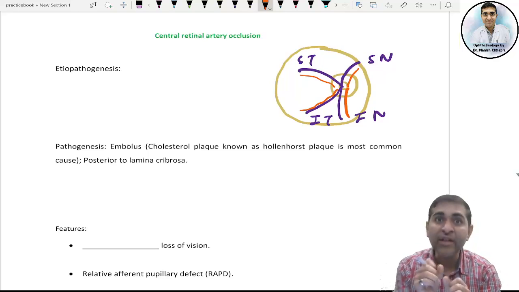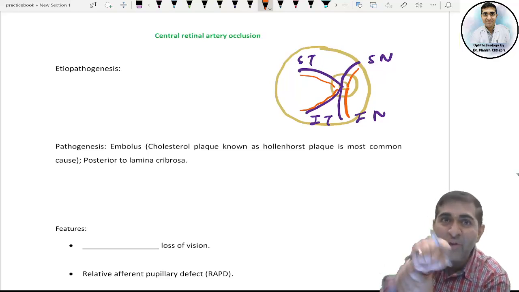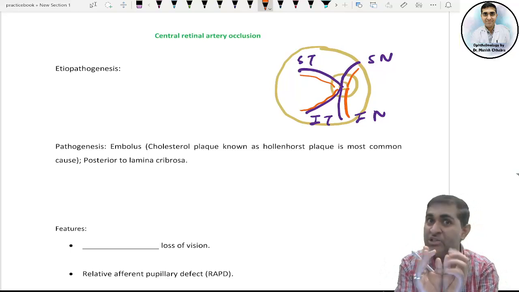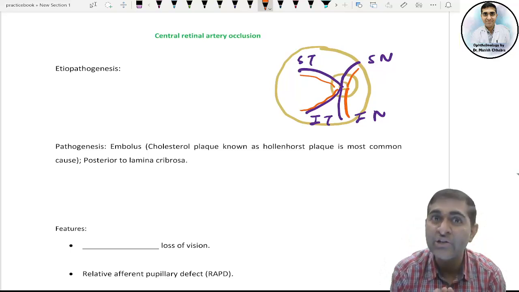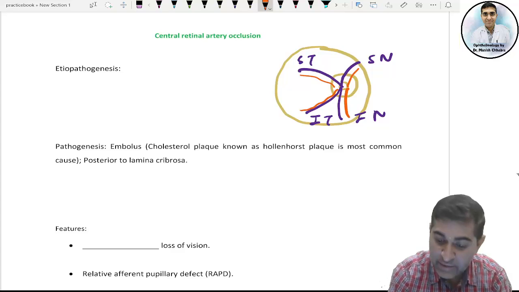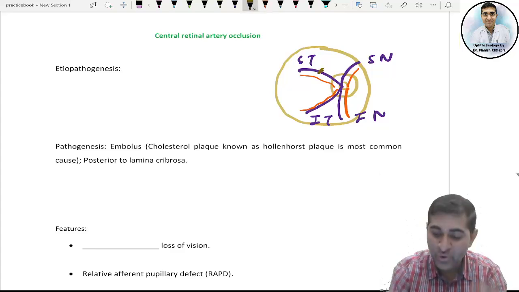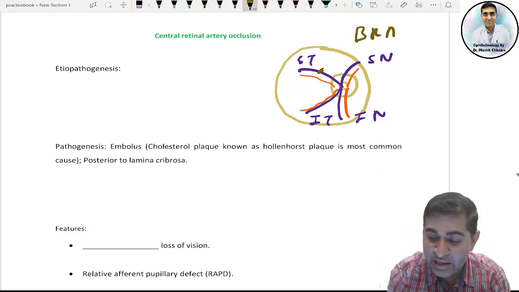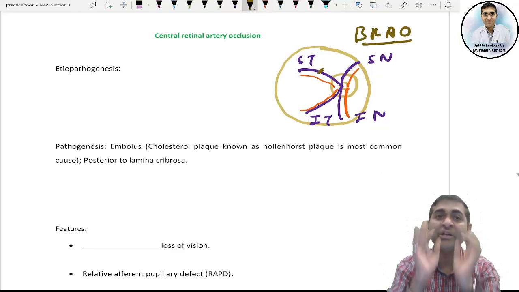Okay, now when there is entire occlusion of the central retinal artery, you call it central retinal arterial occlusion. But in some cases there may be just an occlusion of a branch of the central retinal artery, then you call it BRAO, branch retinal arterial occlusion.